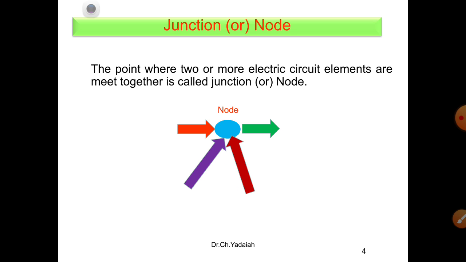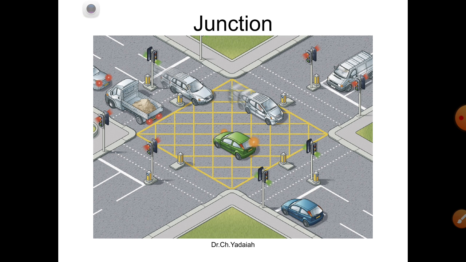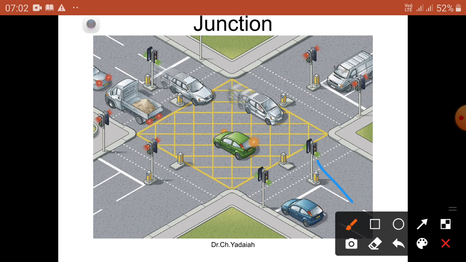Now you can see it's the point where two or more electric elements meet. Here is the red color and the violet color, and this is the maroon color. These we can say are some elements. At the same time, green is also an element. Now the four elements are connected, combined at a junction point. At one point, that point is known as the node or junction. Now you can see here one example of a junction. What is the junction? Here you can see some vehicles are coming in this direction.